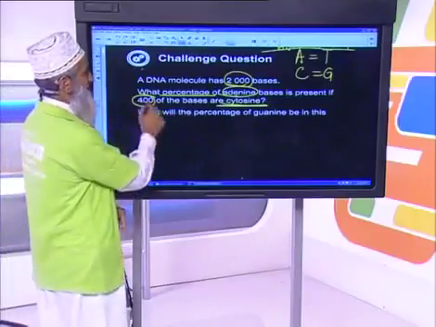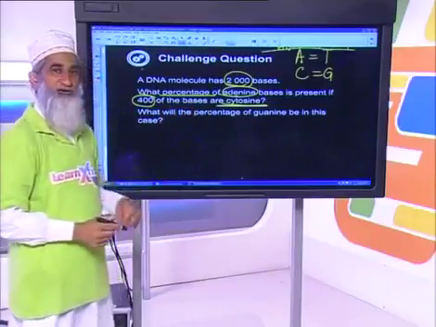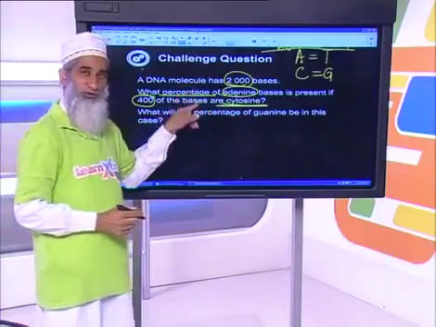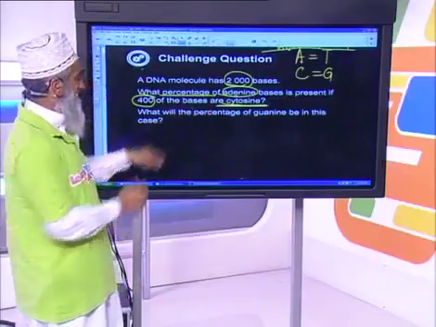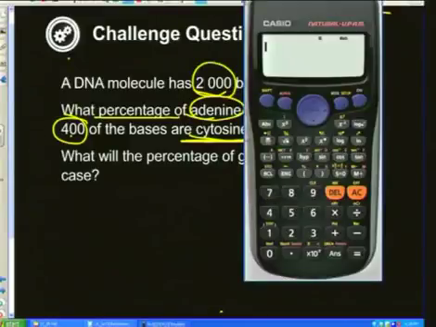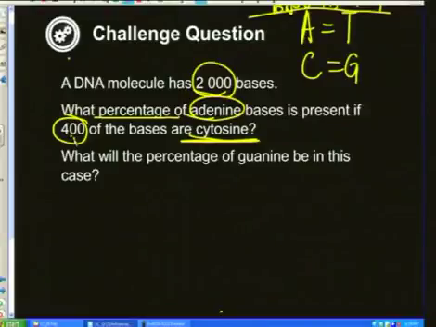First of all, if 400 bases are cytosine, we need to work out what percentage that is, because we're going to work in percentage, not in number. So we need to know what percentage 400 is of 2,000. We're talking about 400 bases.